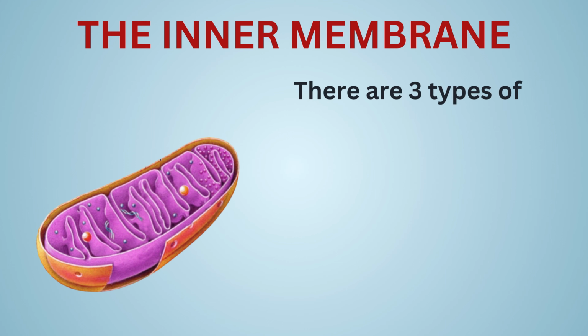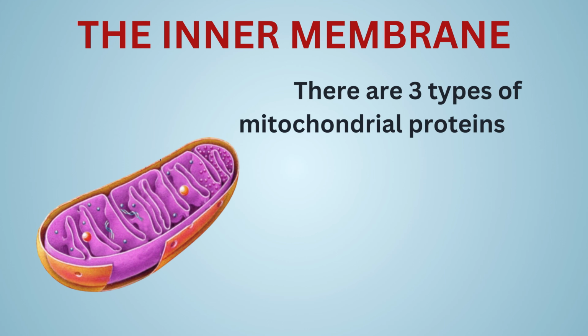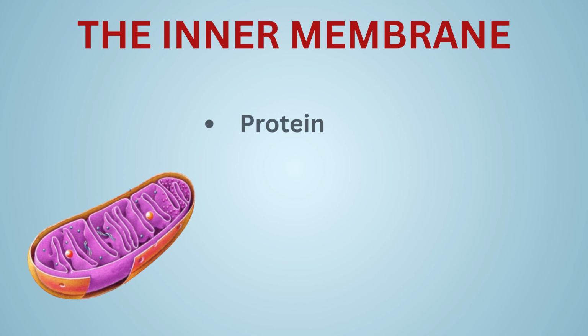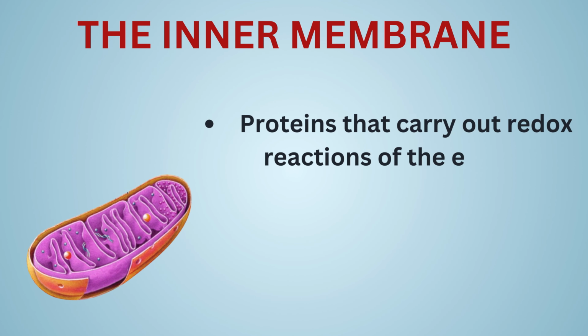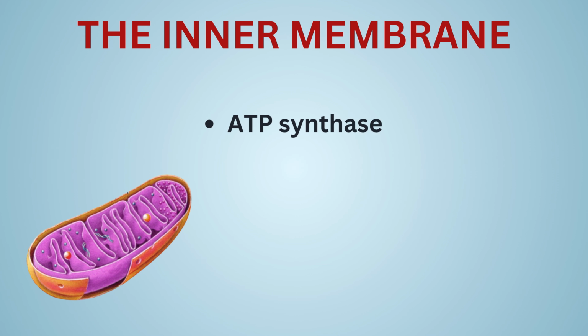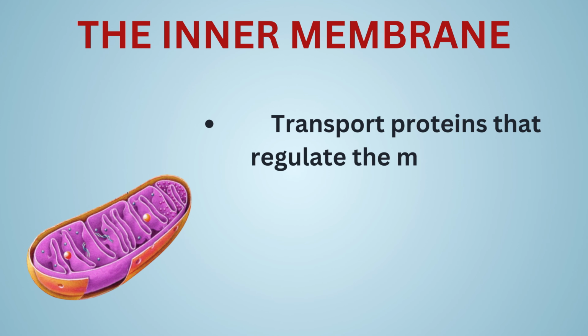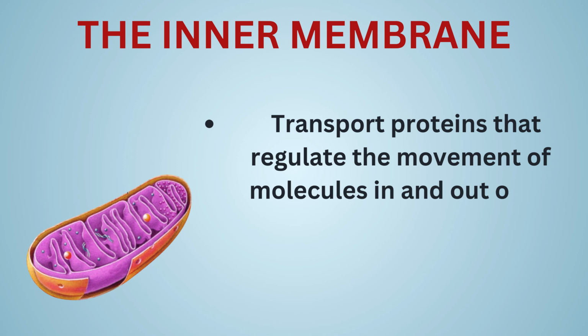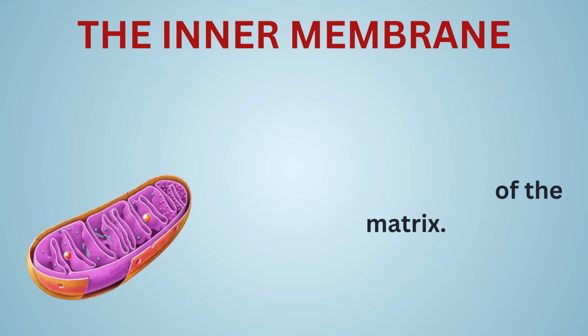The inner mitochondrial membrane contains 3 types of proteins. They include proteins that carry out redox reactions of the electron transport chain, ATP synthase, which synthesizes ATP, and transport proteins that regulate the movement of molecules into and out of the matrix.